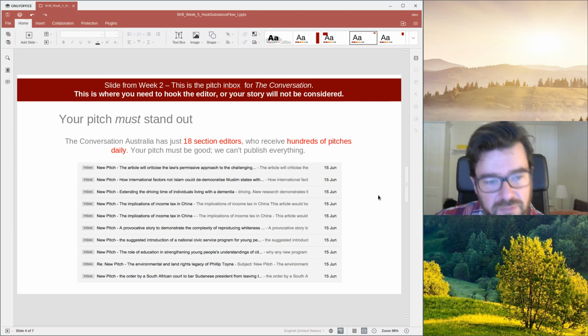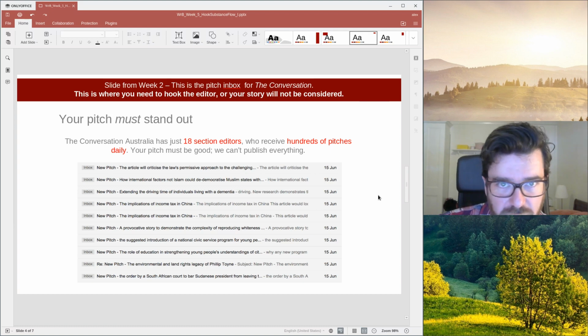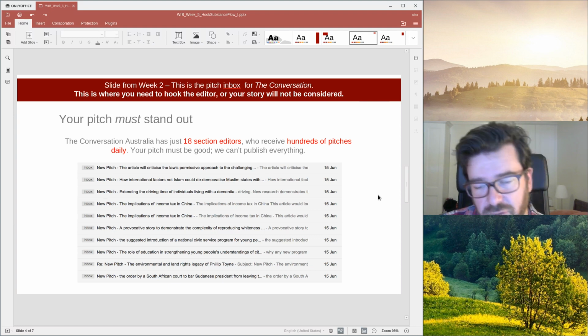So if you look at this list of stories here, I don't know if you can read them or not, but I'll put these slides on Moodle. The top one there says, the article will criticise the law's permissive approach to the challenging ... and we don't know what else is there. But already as an editor, I think, cool, I don't know what that's about. There are 11 words there, and apart from something about the law, I have no idea.